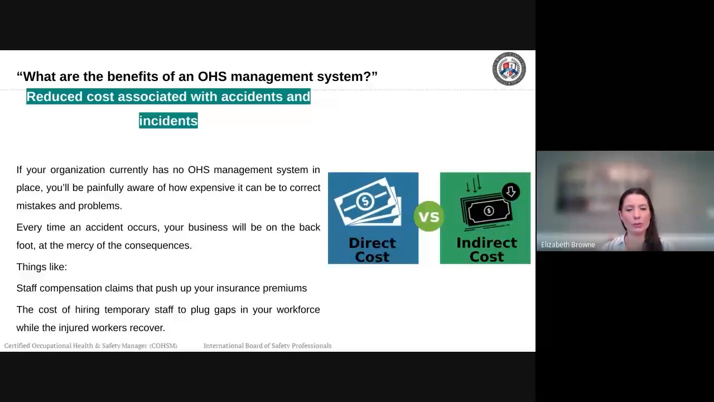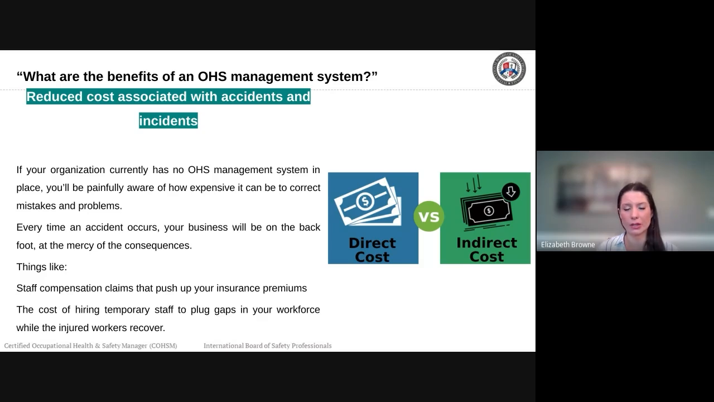All right, some more benefits of an occupational health and safety management system. We have reduced costs associated with accidents and incidents. If your organization does not currently have an occupational health and safety management system in place, you may be painfully aware of how expensive correcting mistakes and problems can be.